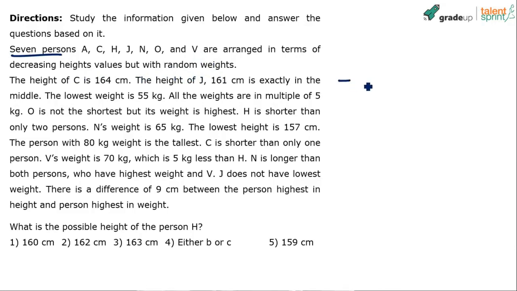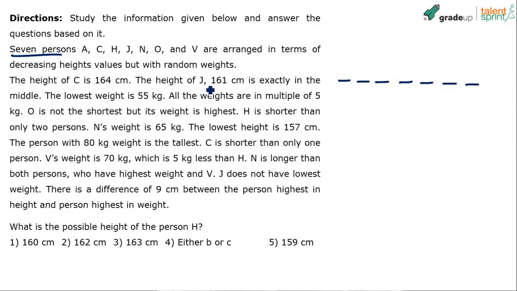So 7 persons basically, 1, 2, 3, 4, 5, 6, 7. These are the 7 positions. Now look at this. The height of C is 164 centimeter. But is it of any immediate use? No. Which position C will take is not known to us. So that is of no use immediately, but we know that the height of C is 164.